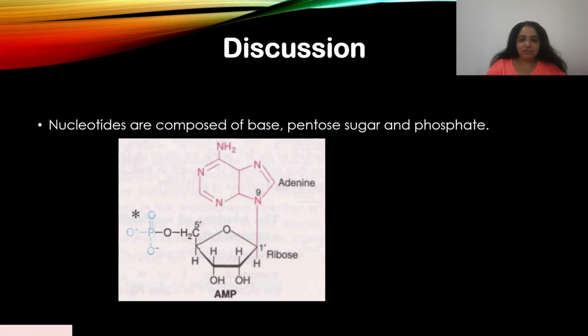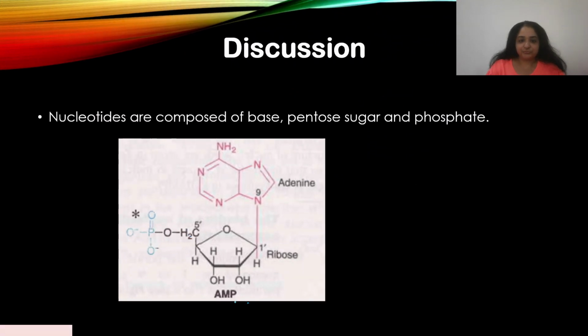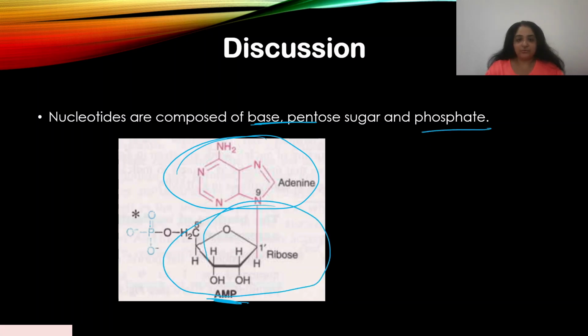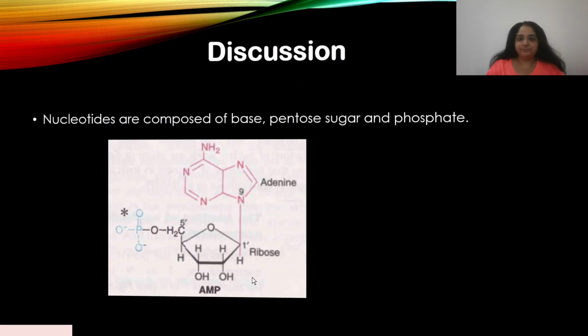Okay, so here you have a structure of a nucleotide. Nucleotides are composed of a base, a pentose sugar, in this case it's ribose sugar, and a phosphate group. Okay, here it's a phosphate group. So this is a typical structure of a nucleotide. Let's move on then.